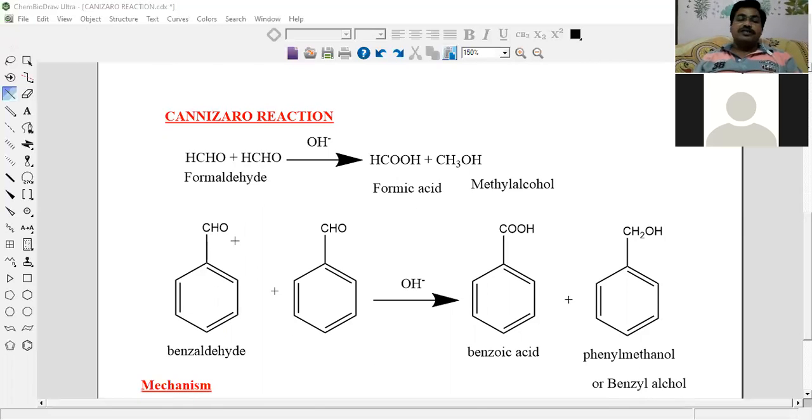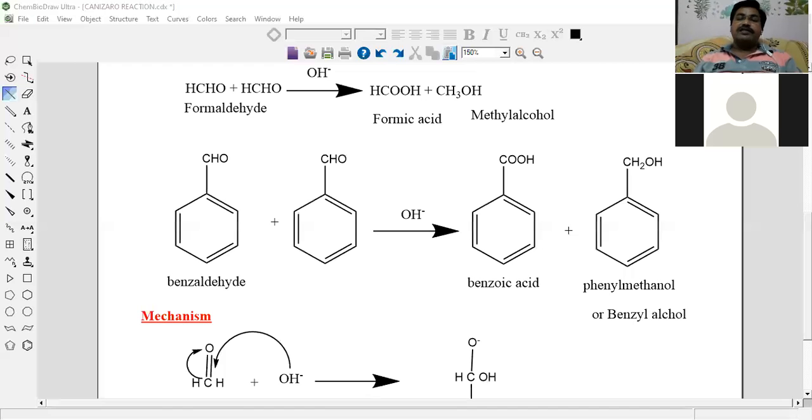Okay, these are two very important reactions. Definitely you will get them in your public examination. Either the Cannizzaro reaction or the aldol condensation, one of these may come, or both may come. You must learn these things.